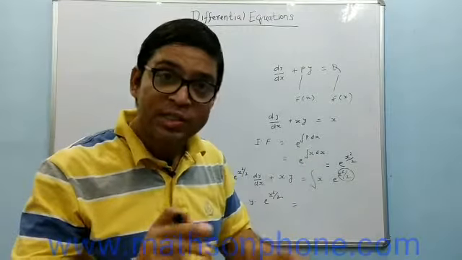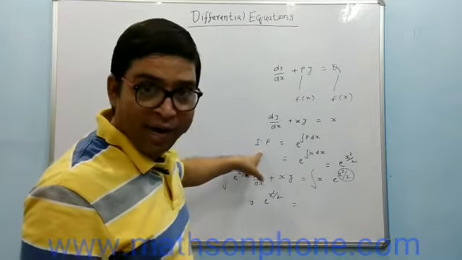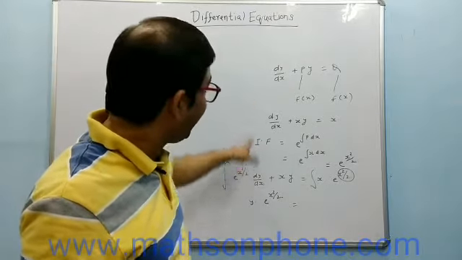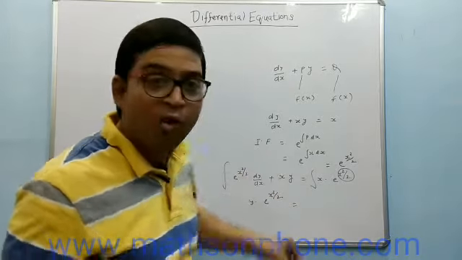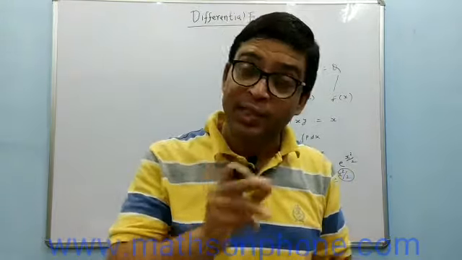So again, I am just repeating. If the form is like this, first step is to find IF. Now multiply IF to both sides. LHS will always come as y into IF. You remember this step, the things will be easier.